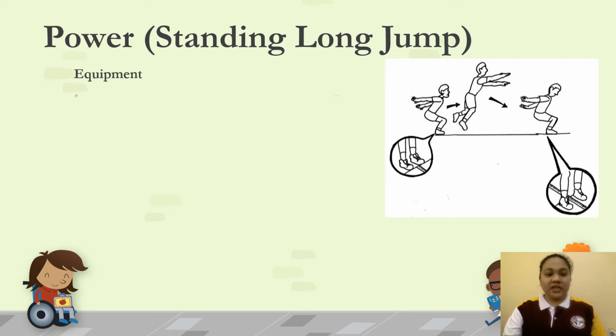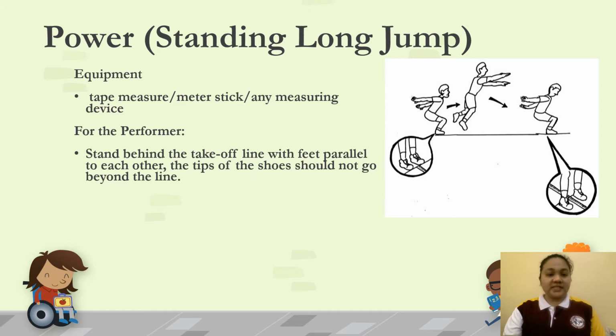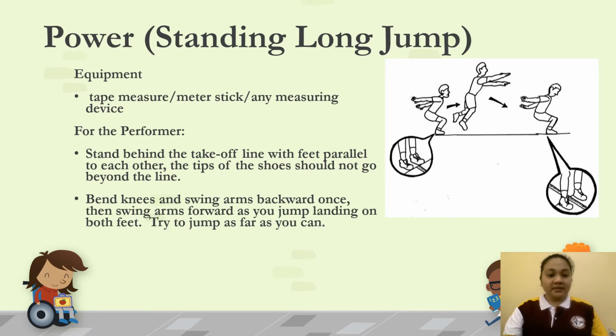In this activity, we need a tape measure or a meter stick or any measuring device. For the performer, you should stand behind the take-off line with feet parallel to each other. The tips of the shoes should not go beyond the line. Bend knees and swing arms backward once. Then swing arms forward as you jump, landing on both feet. Try to jump as far as you can.